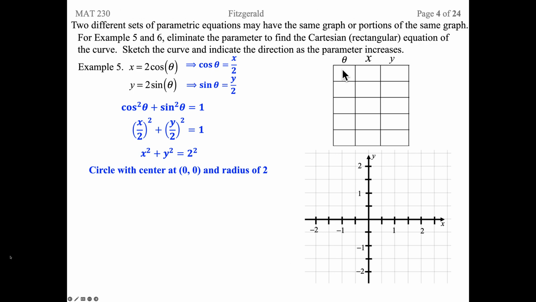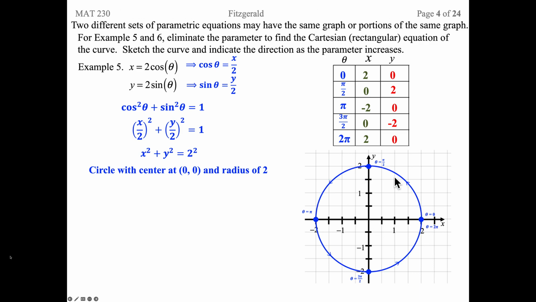Again, for theta, if you go to your calculator, type these in for x and y, using 0, pi over 2, pi, 3 pi over 2, 2 pi. My points: when t equals 0, I'm at 2, 0. Pi over 2, we're at 0, 2. At pi, we're at negative 2, 0. 3 pi over 2, we're at 0, negative 2. And 2 pi, we're back to 2, 0. And so there's my circle. There's the direction, and I got all my points labeled.